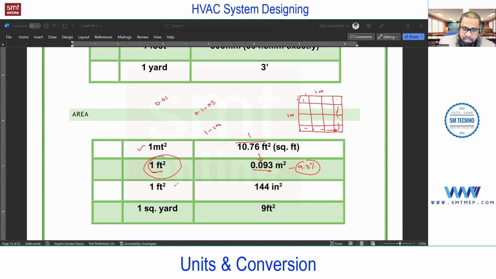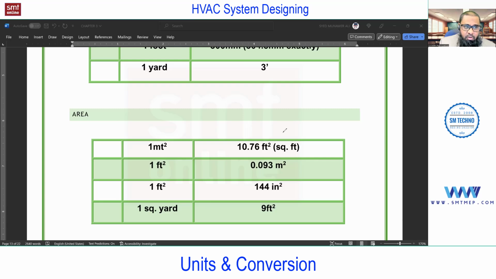Clear? Next, similarly, 1 square foot in terms of square inches is 144 square inches. Sorry for that, once again: 1 square foot in terms of square inch is 144 square inch. And you can easily relate this. If you want, you can practice this in AutoCAD also. I believe you have already started AutoCAD.